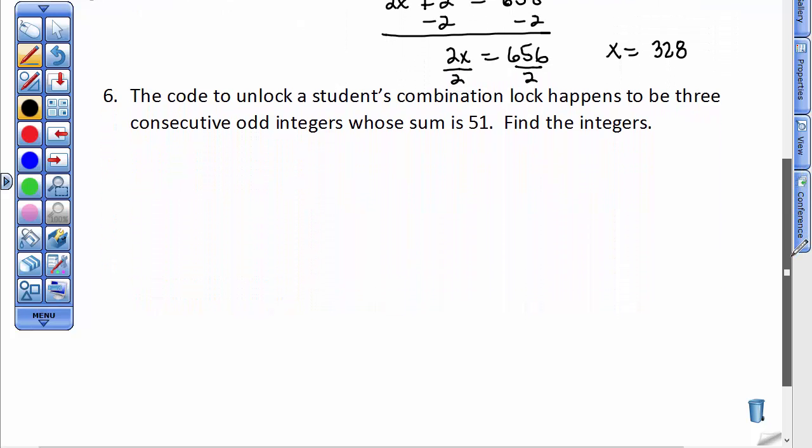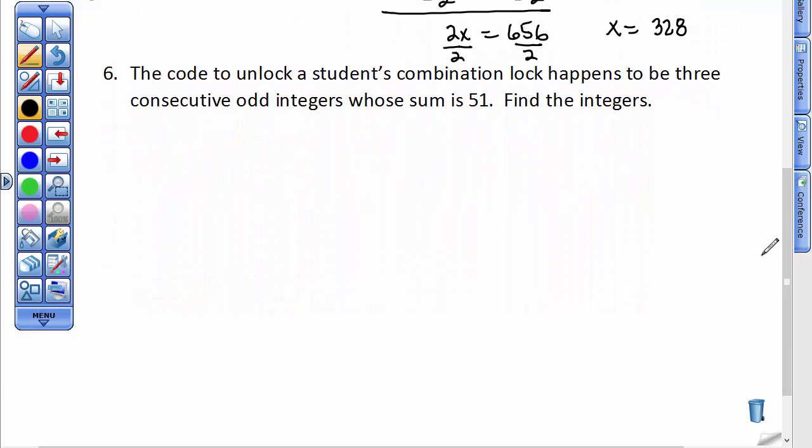Okay, let's do this again. The code to unlock a student's combination lock happens to be 3 consecutive odd integers. So here's the first, here's the next one, and here's the next one, because remember, the first might be the number 5, then the next one would be 2 more than that, like a 7, and the next one would be 4 more. But remember, it says that the sum of those is 51. So I have to put a plus sign between these expressions, because the first number plus the second number plus the third number adds to be 51.